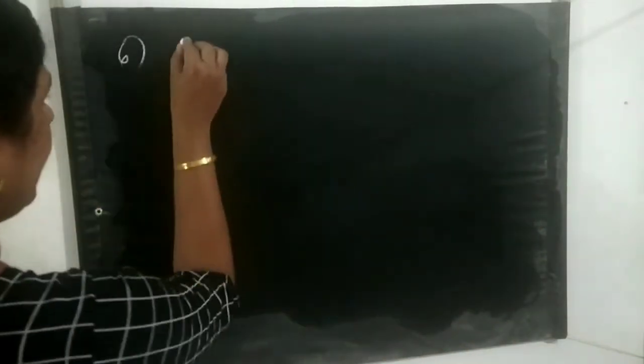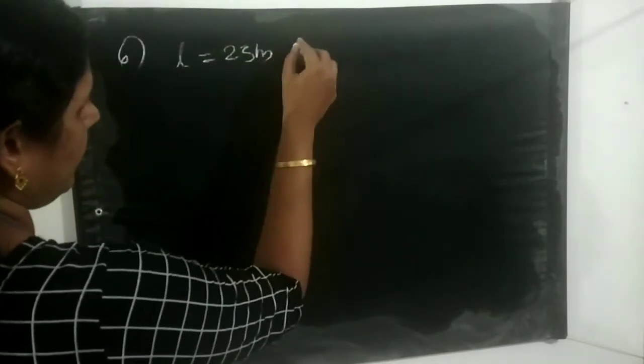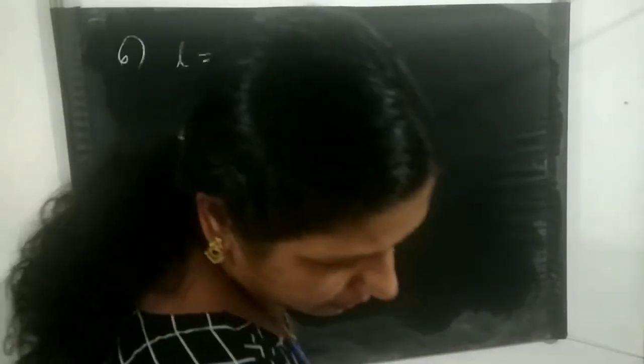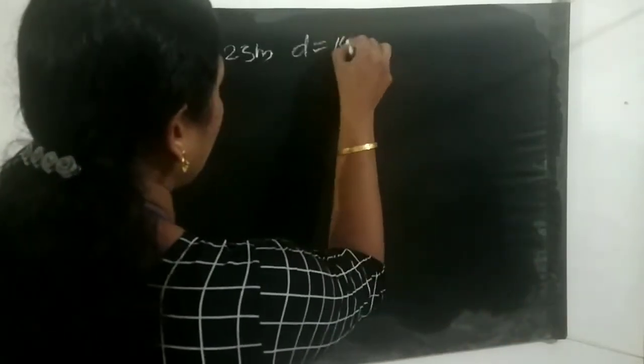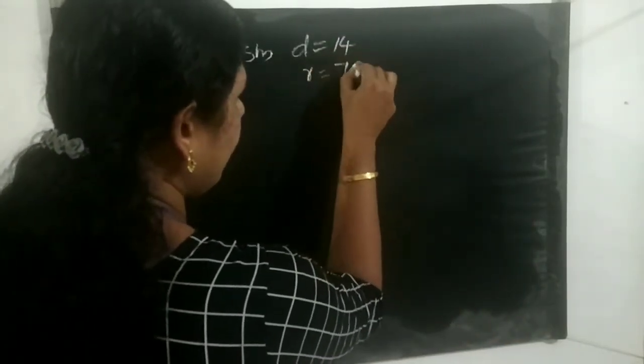Now question number 6. The slant height and the base diameter of a conical tomb are given. Slant height means L. L equal to 25 meter. And the base diameter is 14 meter. So radius equal to 7 meter.